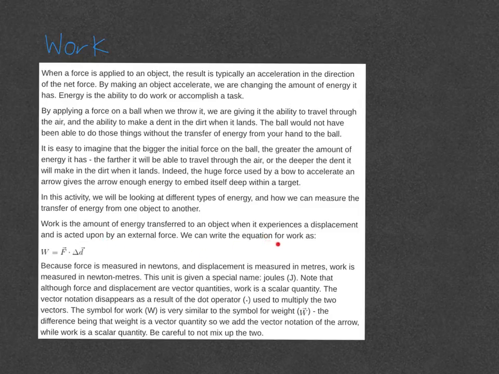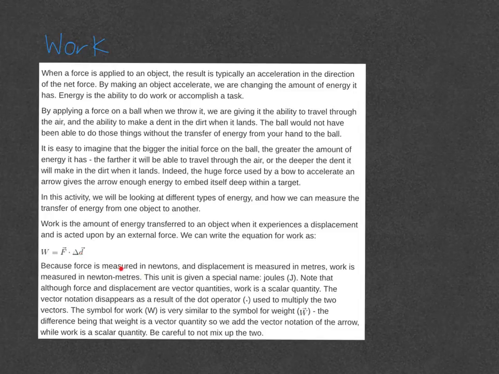So we write the equation for work as work is equal to the force vector, and this is a special type of multiplication called a dot product, the force vector dot product with the displacement vector. And don't worry, we will have a simple way of looking at that. Our force will be measured in newtons, and our displacement will be measured in meters.